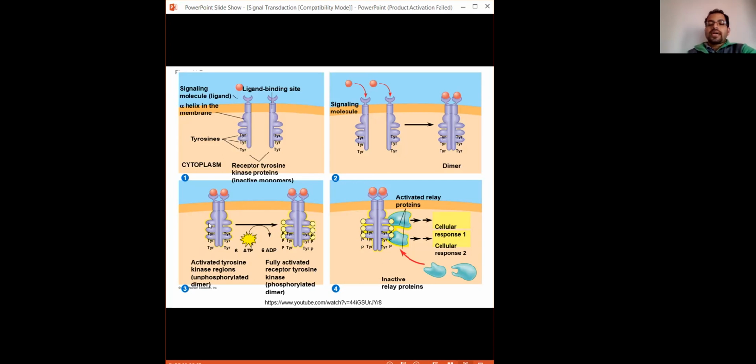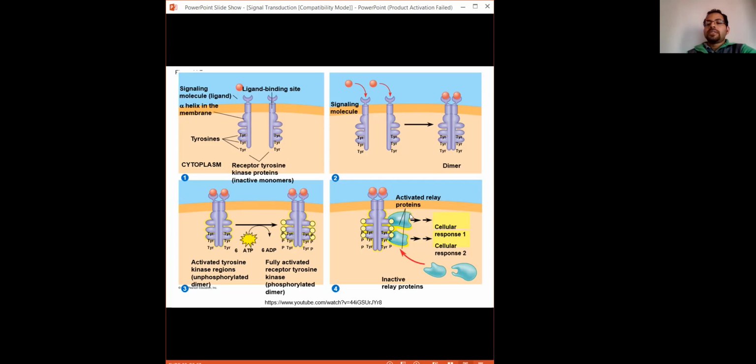So, unphosphorylated dimers now become phosphorylated dimers. Okay, and as a result of that, these phosphorylated regions of each monomer of this dimer molecule can generate some other signal towards the other protein.